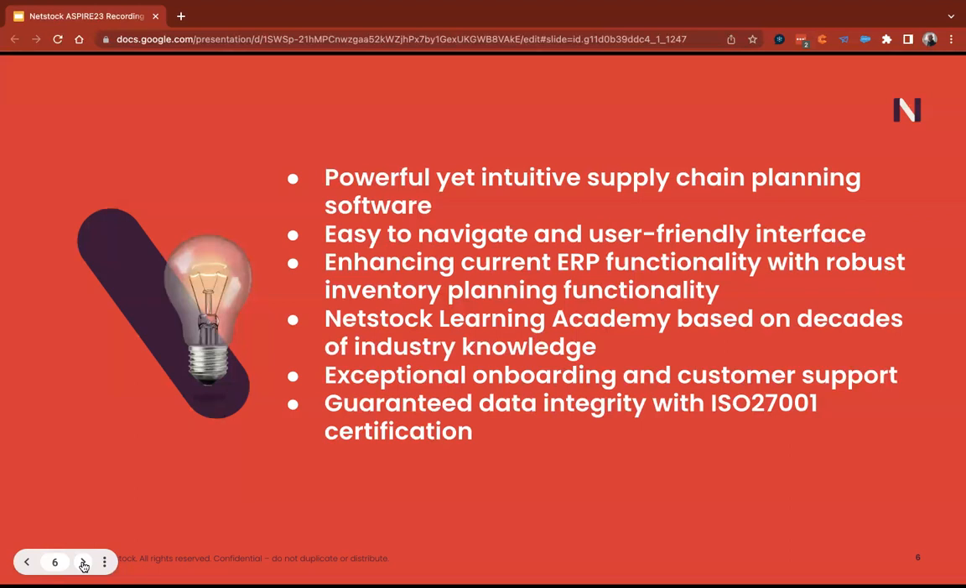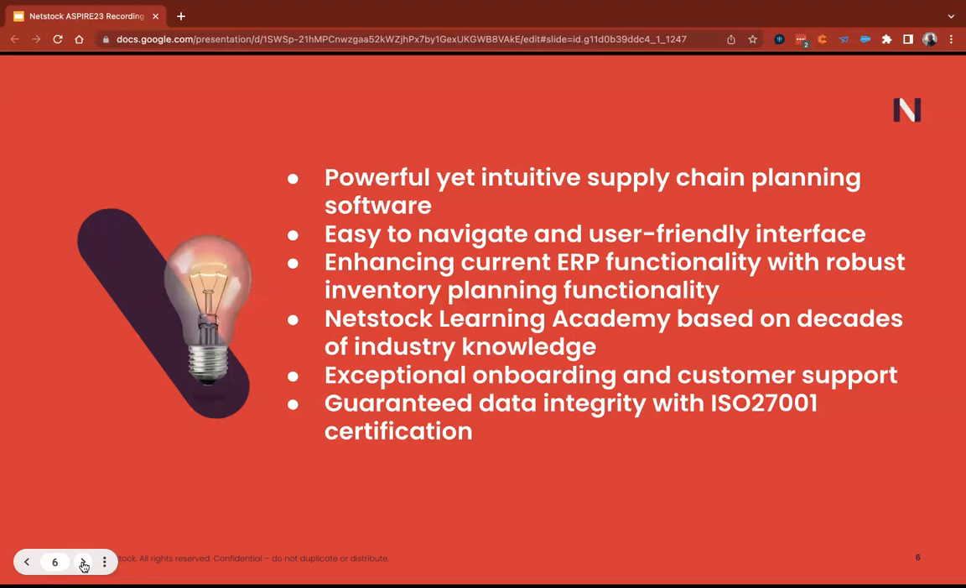The Learning Academy, as I said, there's a lot of information available to you, a lot of training available to you, and we work very hard to train planners and people in the business to get better and better at inventory planning. It's something we're very passionate about, and it's something we've been involved with for many years.